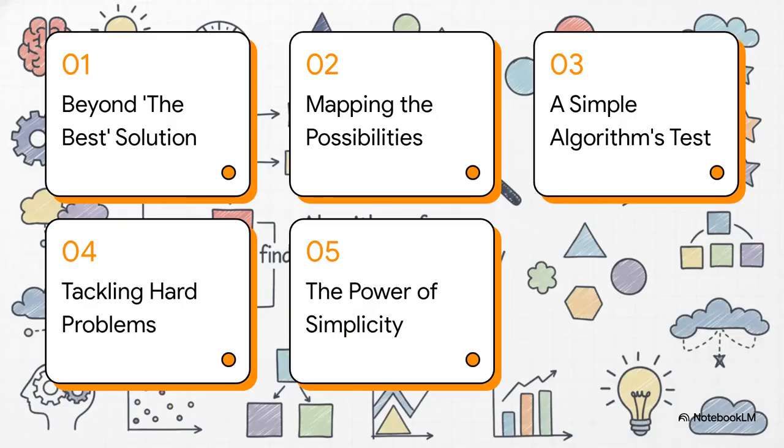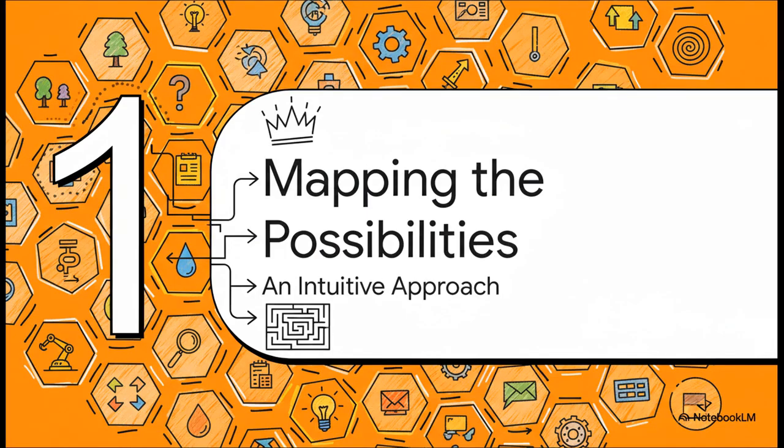So here's our game plan for this explainer. We're going to start with the core idea, then see how a simple QD algorithm works, we'll put it to the test, and finally, we'll uncover its surprisingly powerful nature. So how do you actually go about collecting this big, diverse set of solutions? Well, the paper we're looking at focuses on this beautifully simple approach called MAP-Elites.